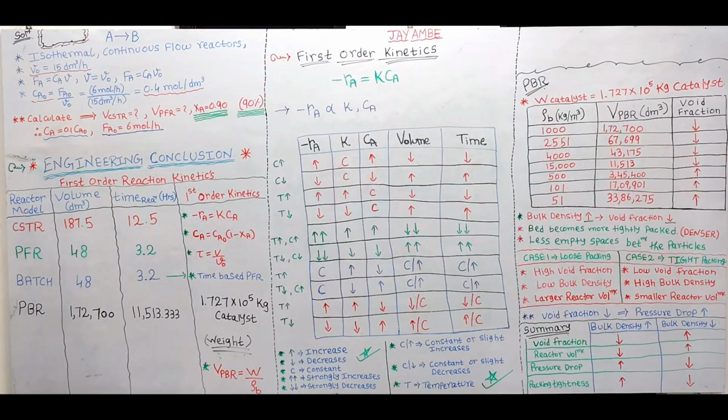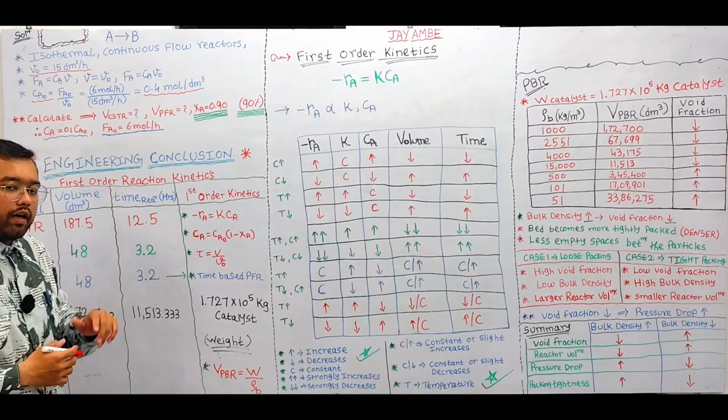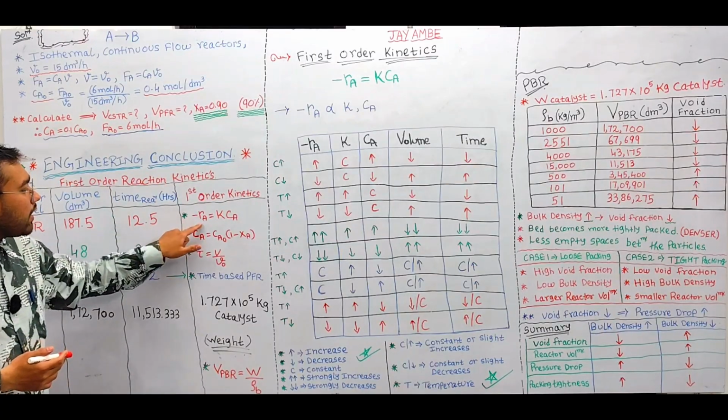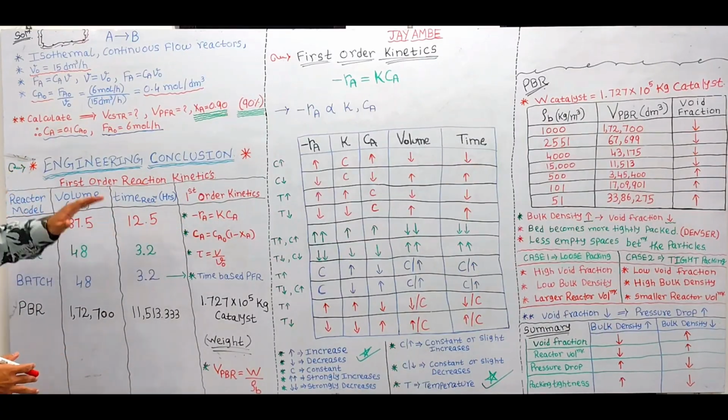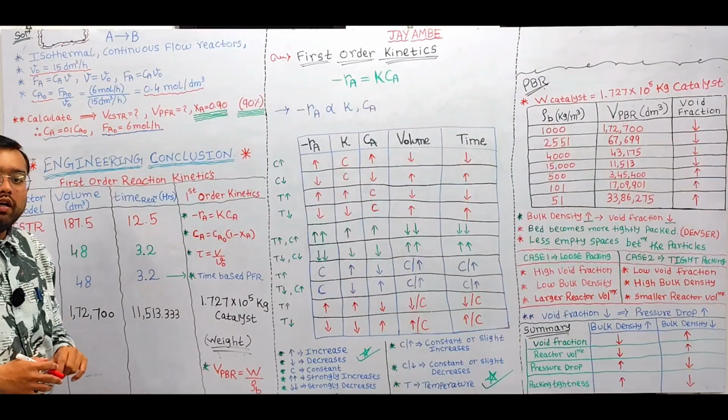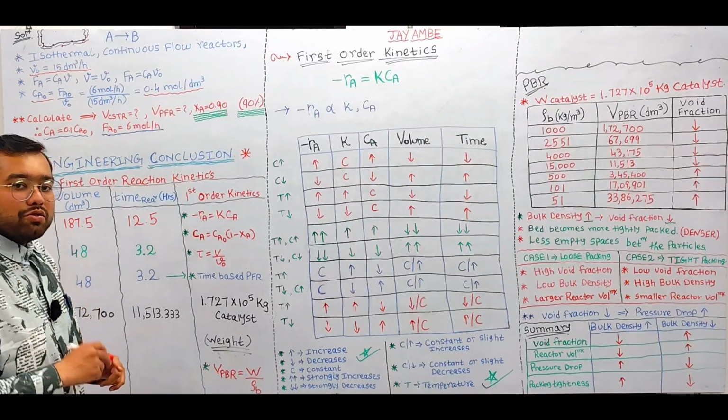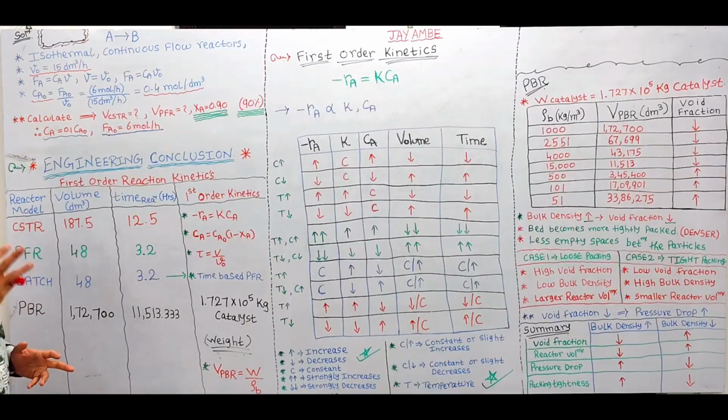where we have the first order reaction kinetics with the given rate law minus rA is equal to kCA, and where we have kept all the operating parameters constant. I hope you have understood. So here we have completed the understanding of the third reactor model. Now let's say the fourth reactor model is the PBR, packed bed reactor.